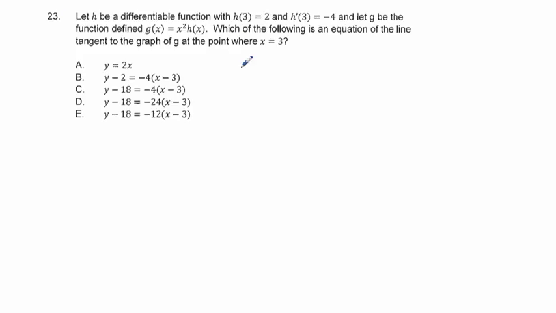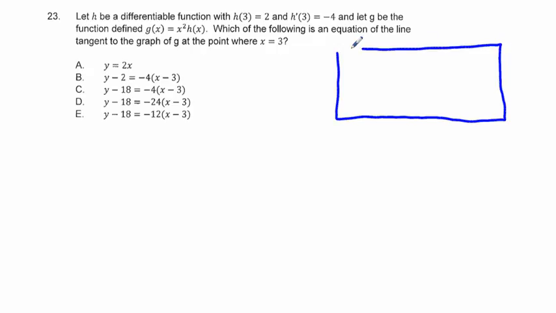Next, problem 23. Let h be a differentiable function, h of 3 equals 2 and h prime of 3 equals negative 4. Let g be the function defined by g of x equals x squared times h of x. Which is the following equation of the line tangent to the graph of g at the point where x equals 3? For this, we can do, as we've done several times in our exercise here, and set out a product rule organizer. And so h of 3 is equal to 2, and h prime of 3 equals negative 4. So that takes care of that h and h prime.